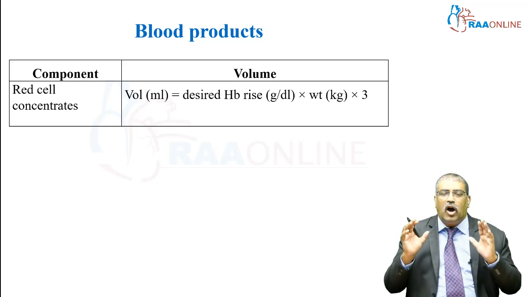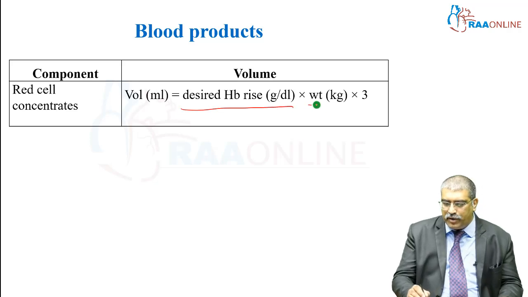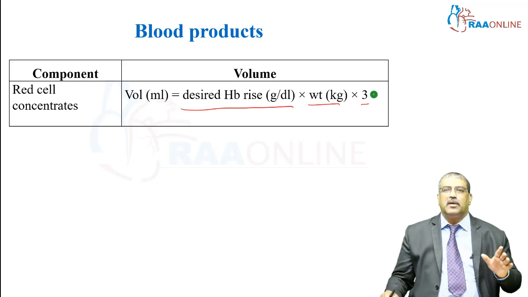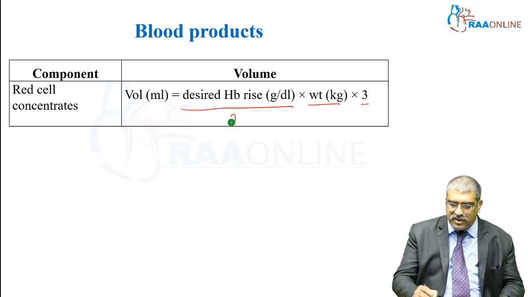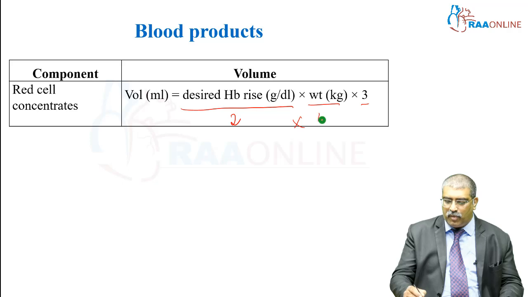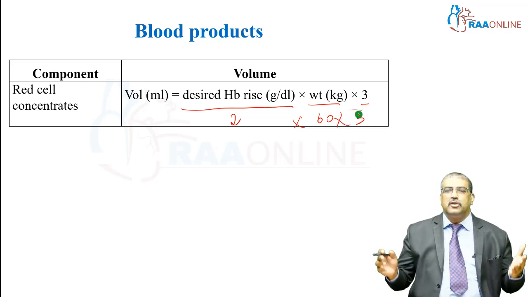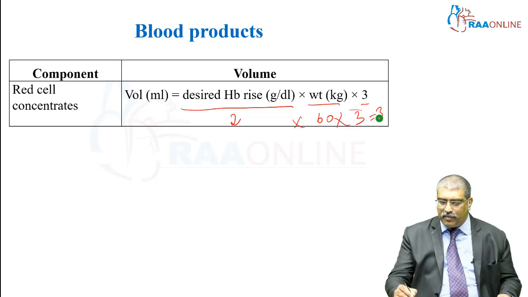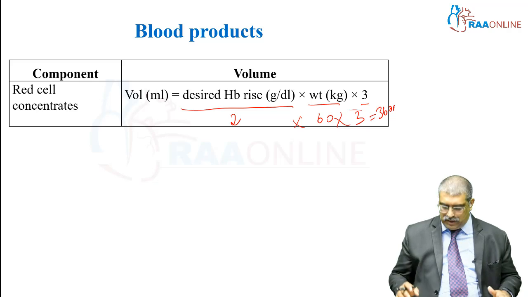Now coming to blood product management, here first is your RBC. How will you decide how much blood to be given? Your desired hemoglobin rise into body weight into 3. For example, you want to raise the hemoglobin from 8 to 10, which means 2 hemoglobin rise. The body weight, assume it is around 60, and into 3. So it comes to around 360 ml. So the amount of blood which has to be transfused is around 360 ml.